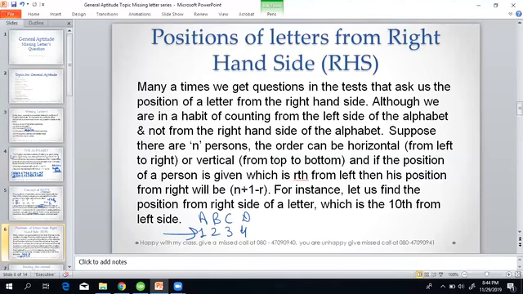You can use this formula: n plus 1 minus r. For example, let's say for F, we know that from the left hand side the position of F is 7. Now we have to find the position of F from the right hand side. So use the formula n plus 1 minus r. N is the total number of alphabets, 26, plus 1 minus the position of F from the left hand side, that is 7. So 26 plus 1 is 27, 27 minus 7 is 20. So from the right hand side the position of F is 20.